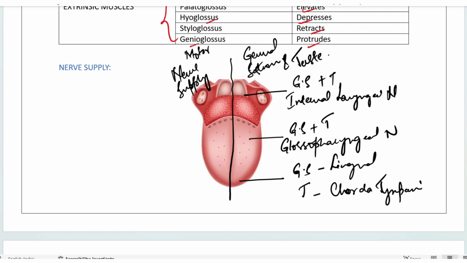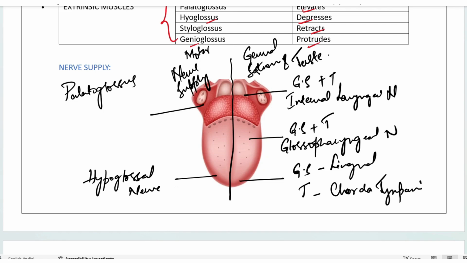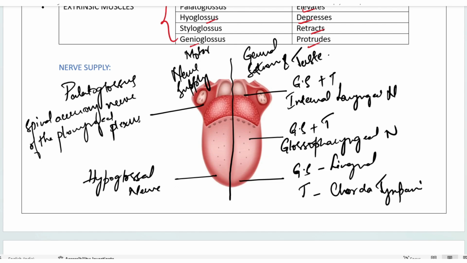Here all the muscles on this side for the motor nerve supply are supplied by the hypoglossal nerve except the palatoglossus, which is supplied by the spinal accessory nerve of the pharyngeal plexus. Okay, so in one diagram you can summarize both the motor nerve supply, the general sensation as well as the taste of the tongue.